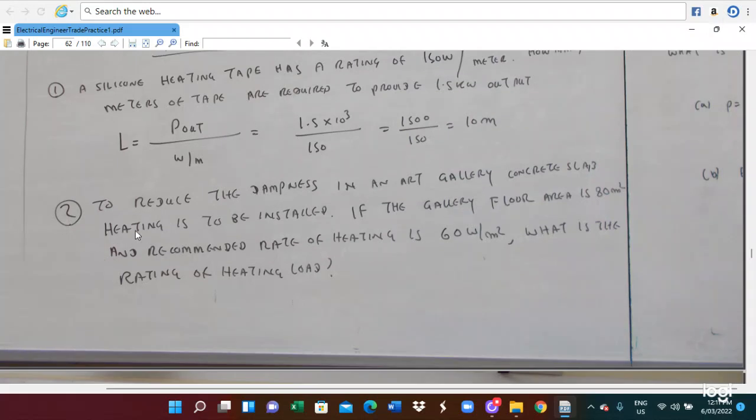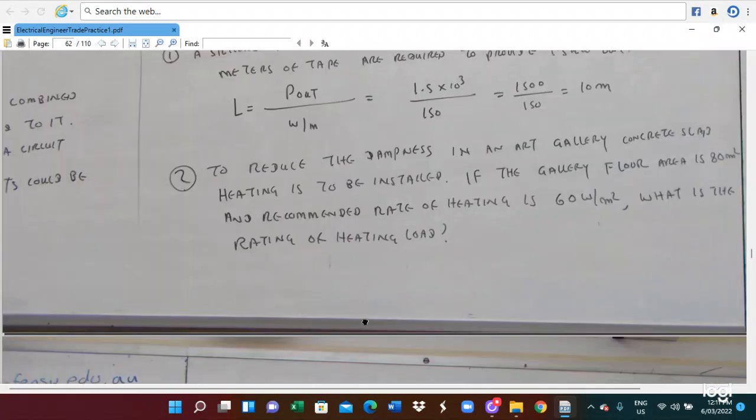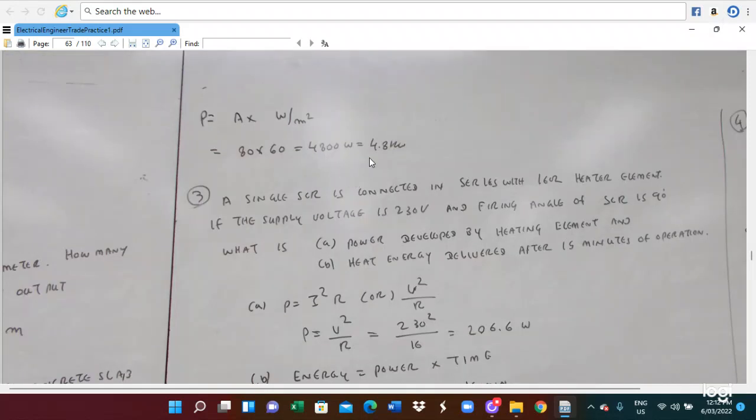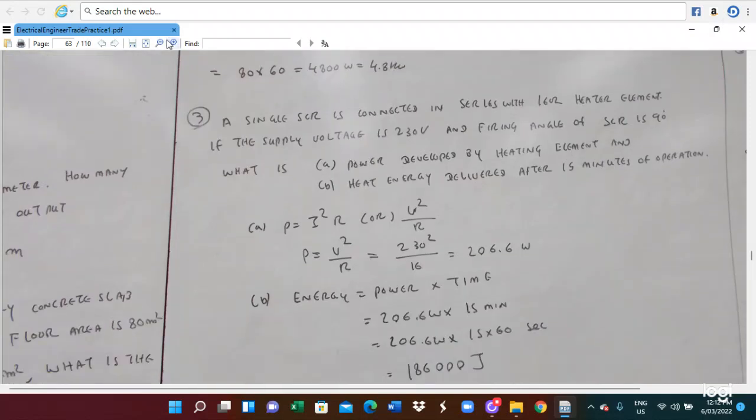And also, to reduce the dampness in the gallery concrete slab, heating is to be installed. If the gallery floor area is 80 meter square and the recommended rate of heating is 60 watt per meter square, what is the rating of the heating load? In this case, we have to calculate the heating load. The power is the area multiplied by watt per meter square. Area is 80 and watt per meter square is 60. So you calculate 4800 watt or 4.8 kilowatt.